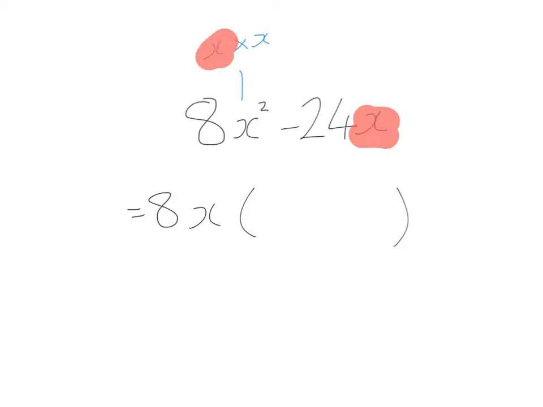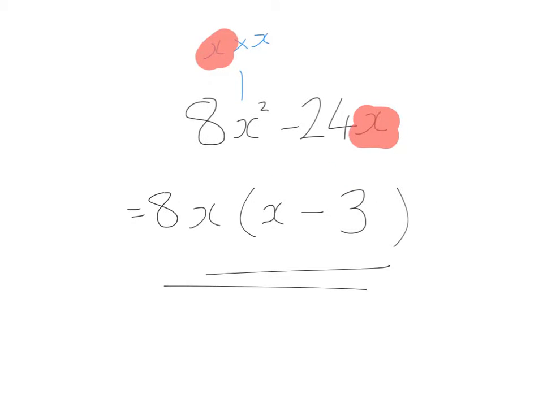So then I just need to think, 8x times what is going to give me 8x squared? Remember this fact, x times x is x squared. So this one here is going to need to be x. Then I'm going to need to subtract 3 to make the second expression work. Okay, so if you were to multiply back out your bracket, 8x squared minus 24x. I know I'm spot on.